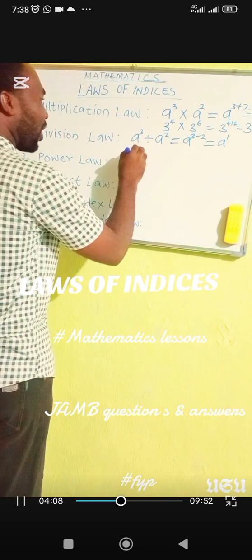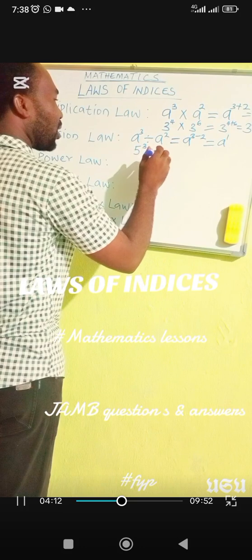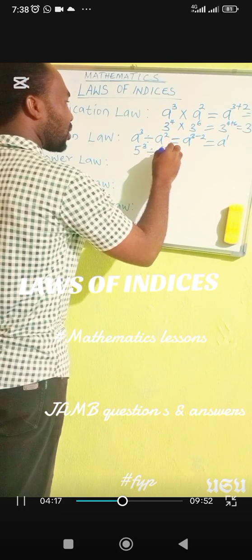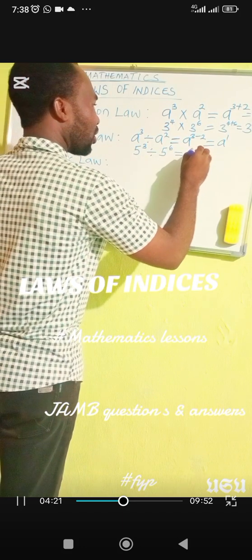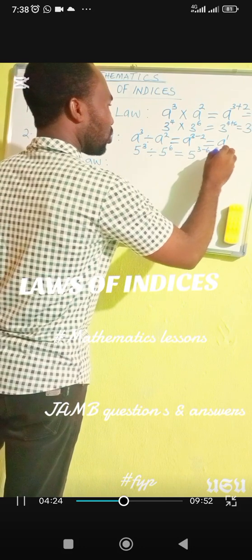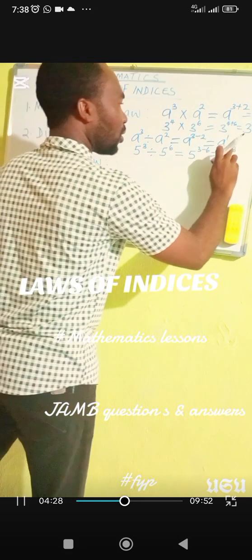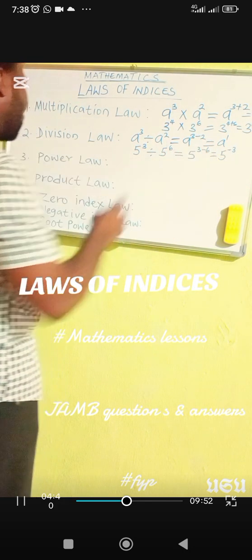It also means that when you have 5 raised to power 3 divided by 5 raised to power 6, this is equal to 5 raised to power 3 minus 6, which is equal to 5 raised to power minus 3. We can further write it if there's need, but let's stop there. We're coming down to where we can apply this kind of question.